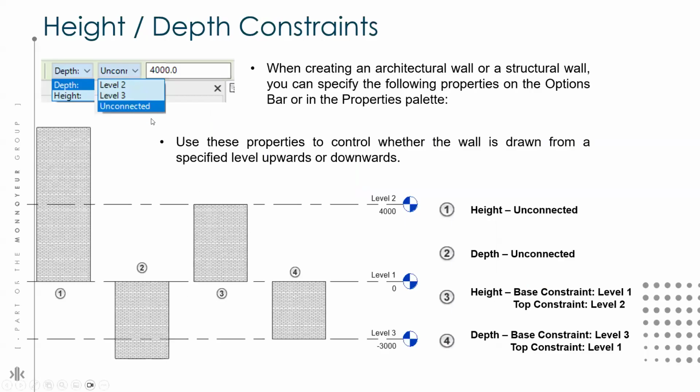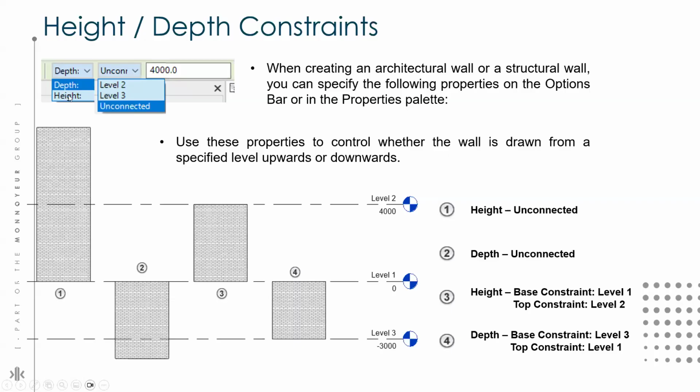There are two options when we are creating walls. Either we can choose the depth. So depth can be any level that is below the level you are making the wall on, or it can also be unconnected. When you choose unconnected, you can enter whatever value you require the wall to be in.